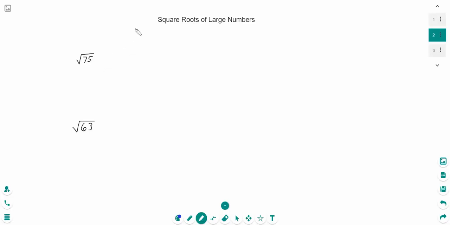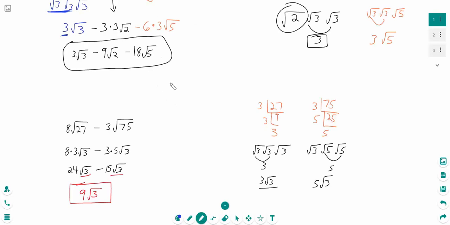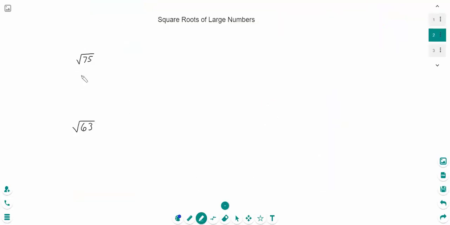Now, we could do what we just did previously over here, which is where we took the square root of 75 and we broke the 75 down into its prime factors and then found pairs and what's left over. We could certainly do that here again. But sometimes it's good to recognize other ways to do things.